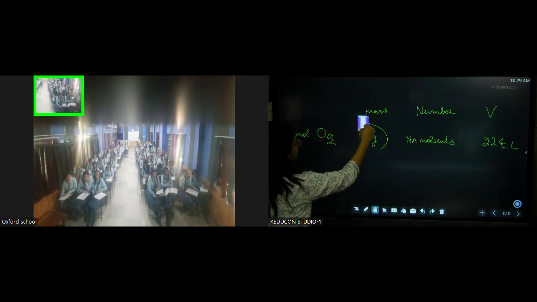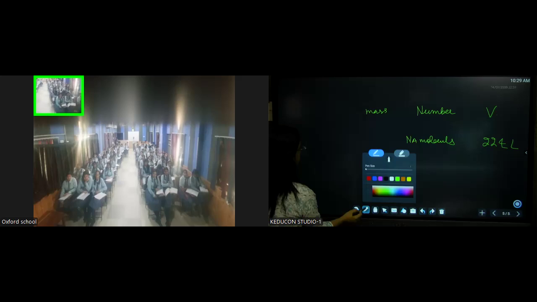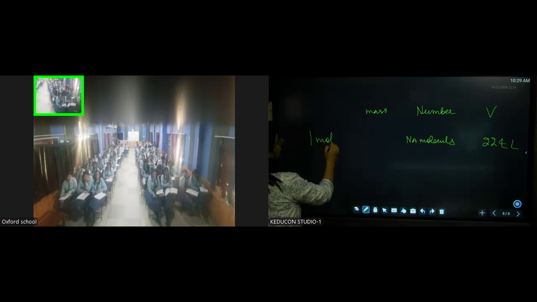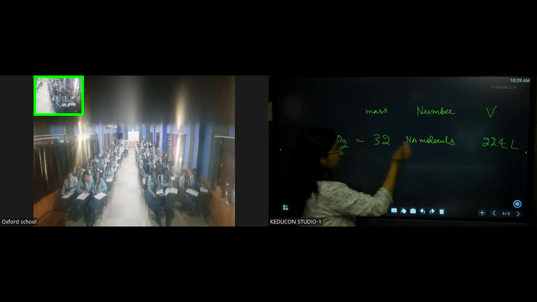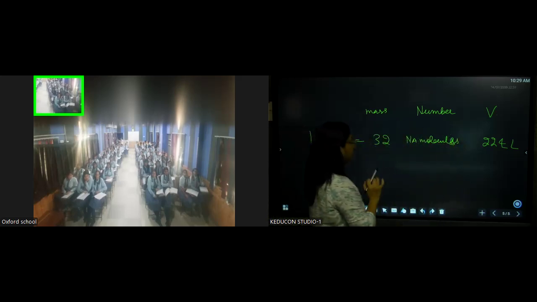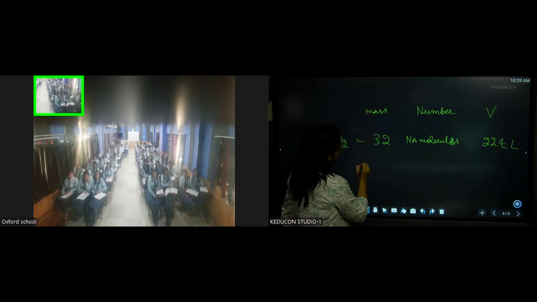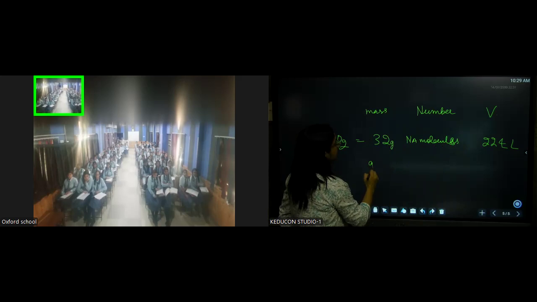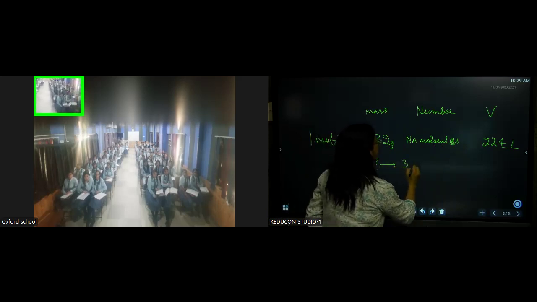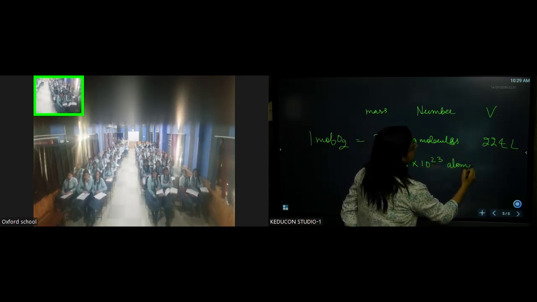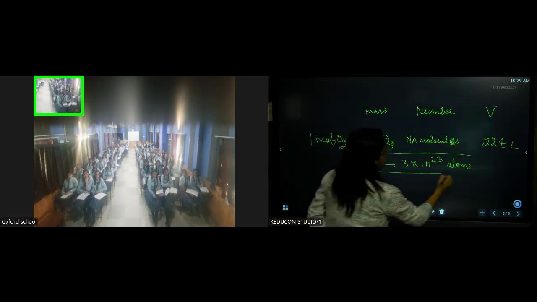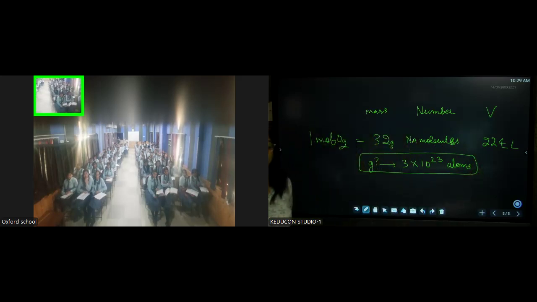Let's complicate this a little bit. Suppose I have written 1 mole O2 has 32 grams and this much molecules and this much liters. Can you tell me how many grams are present in 3 into 10 raised to power 23 atoms? Suppose you are asked this. So how do you need to proceed?